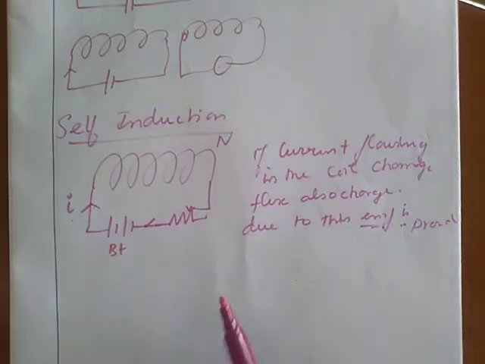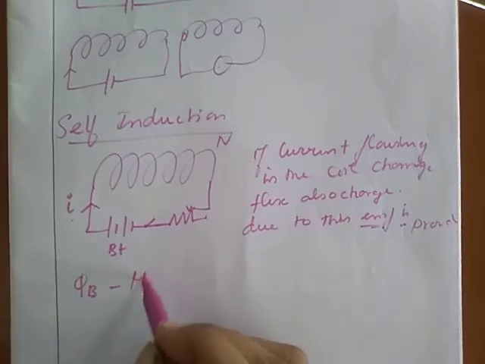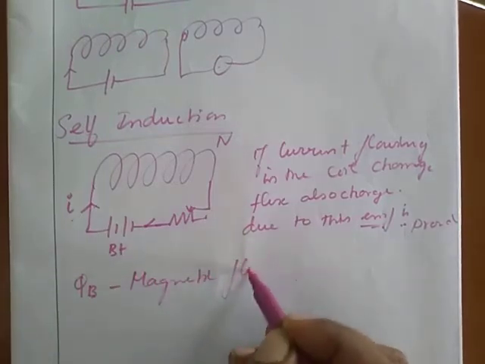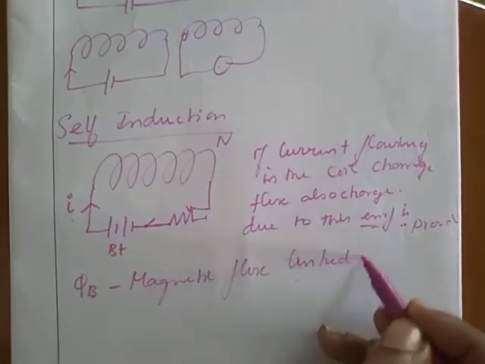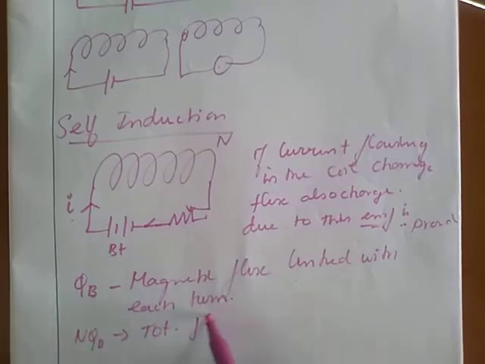Next, suppose phi B is the magnetic flux linked with each turn. Then N phi B is the total flux linkage.